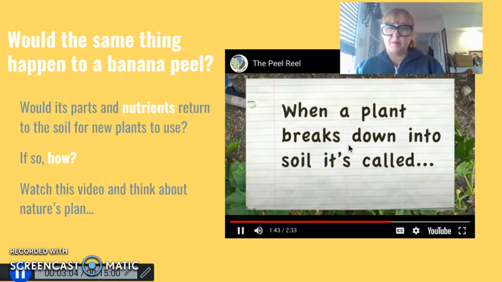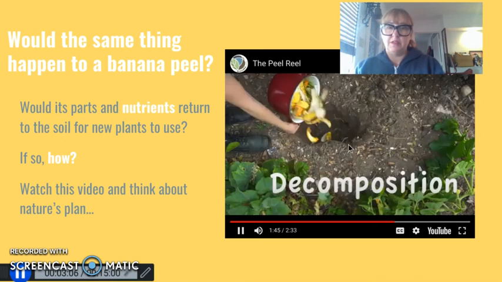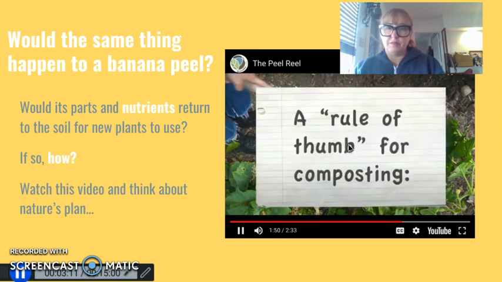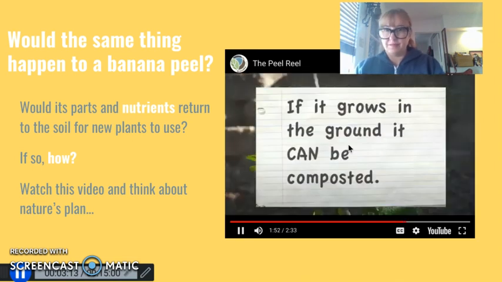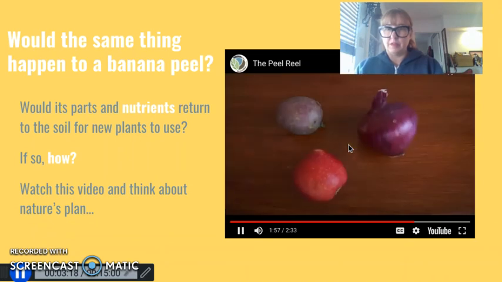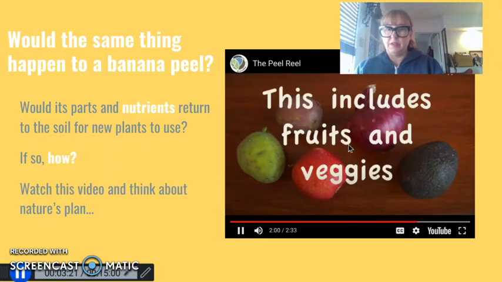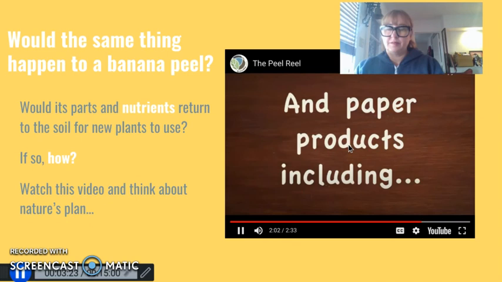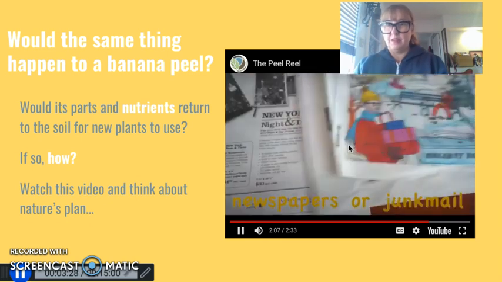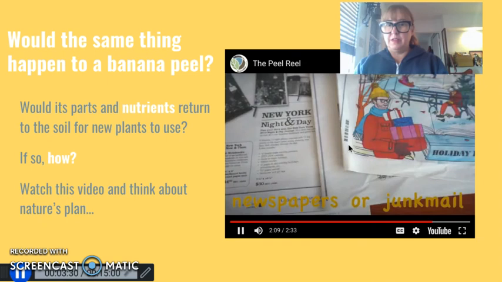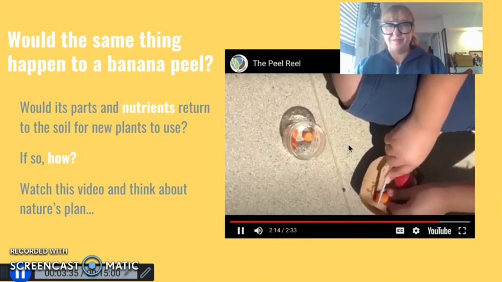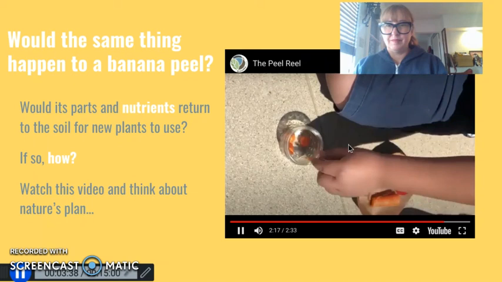When a plant breaks down, it is called decomposition. A rule of thumb for composting. Ground can be composted. Now, composting can be a challenge in cities, but we can all work on reusing materials and reducing our food waste.